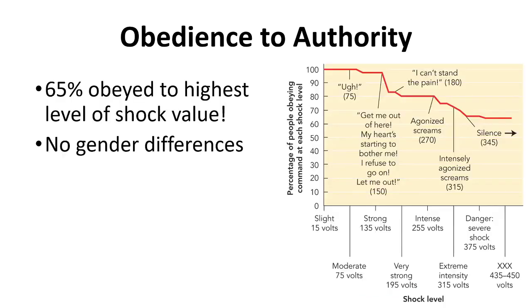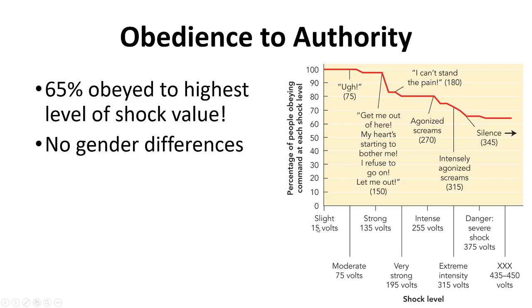So this is a very busy graph of the results of this experiment. So let's walk through what's going on. This axis here, our y-axis, is the percentage of people obeying the command at each shock level. So how many people are obeying the authority, listening to the experimenter when they say, deliver the shock. Across the bottom, we have the intensity of the shock.